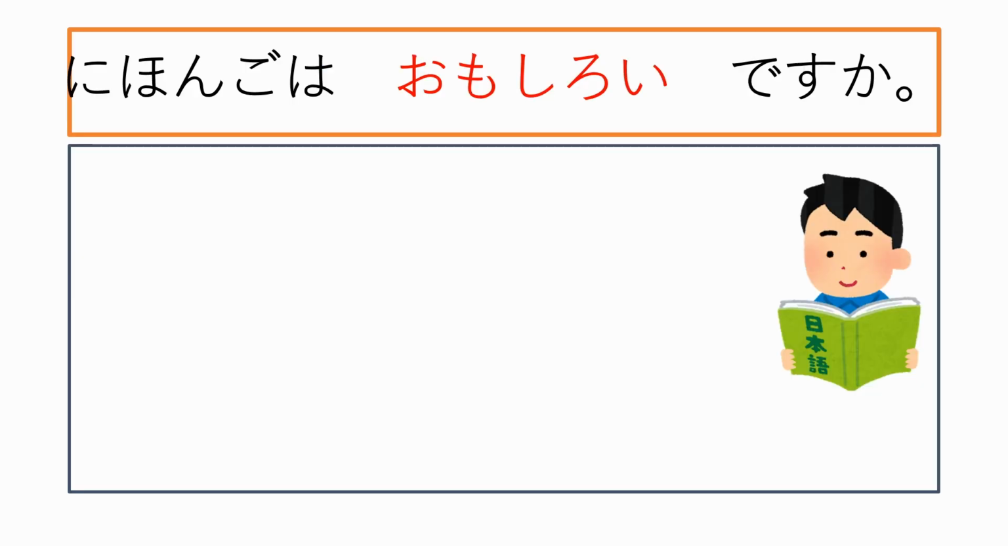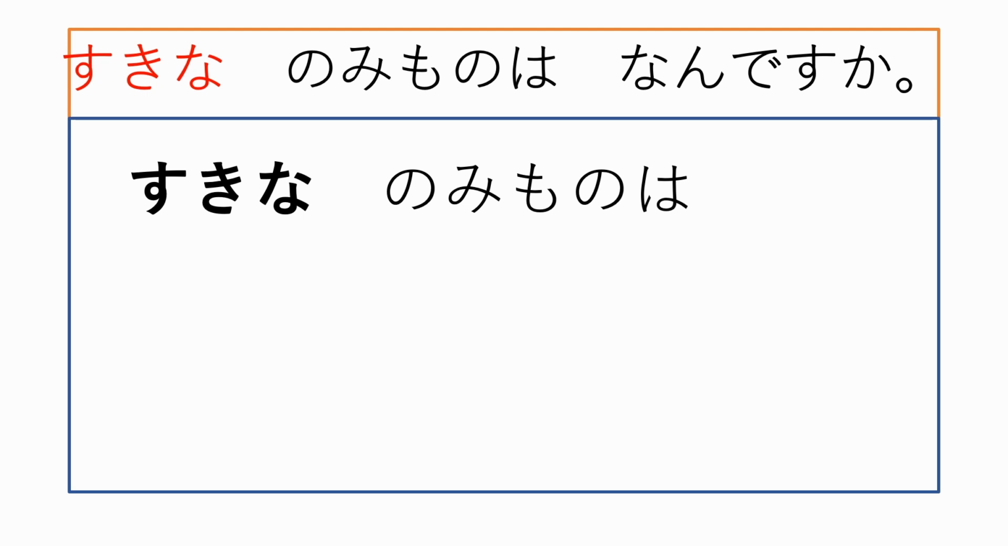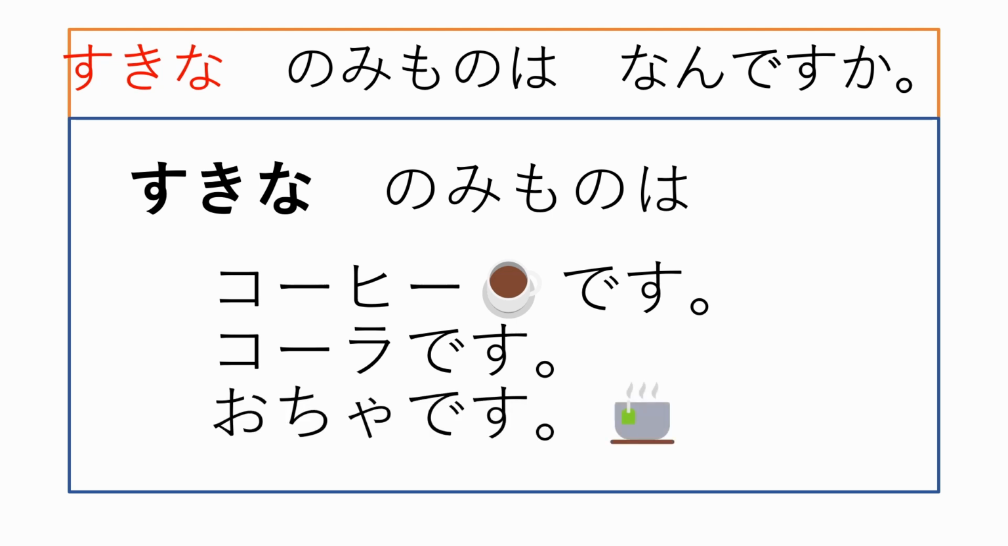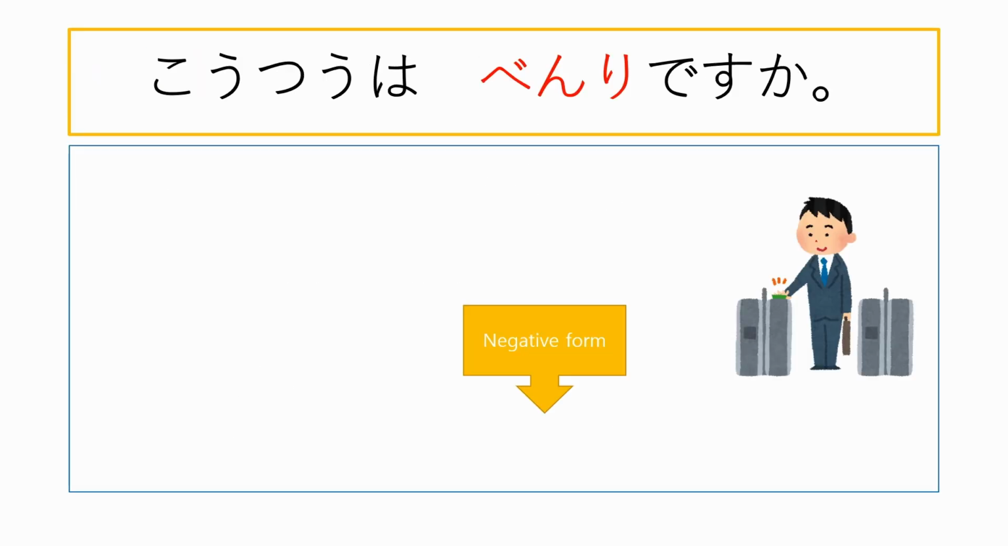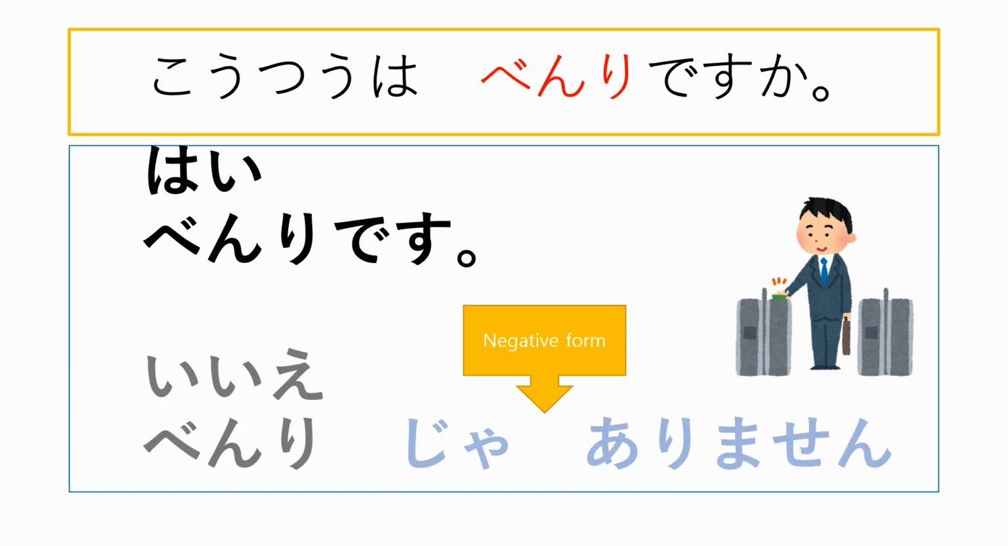I will ask questions from now on in Japanese, so please answer them in Japanese using adjectives. 日本語は面白いですか？はい、面白いです。好きな飲み物は何ですか？好きな飲み物はコーヒーです。好きな飲み物はコーラです。好きな飲み物はお茶です。交通は便利ですか？はい、便利です。いいえ、便利じゃありません。Now let's learn about the negative form of adjectives in the next video.